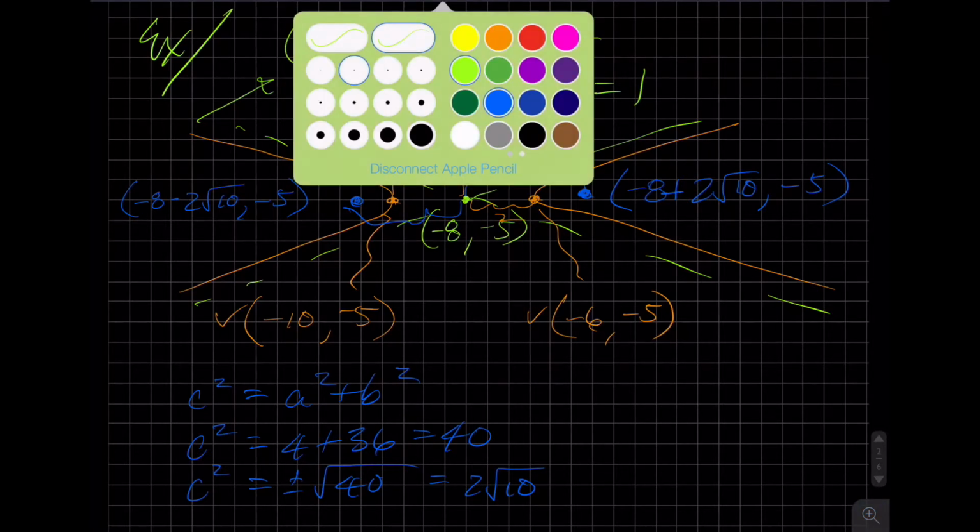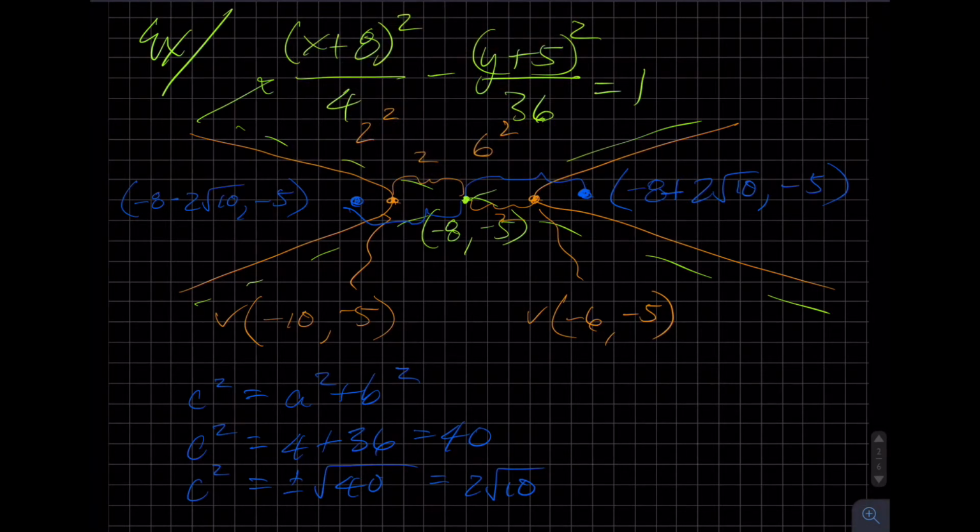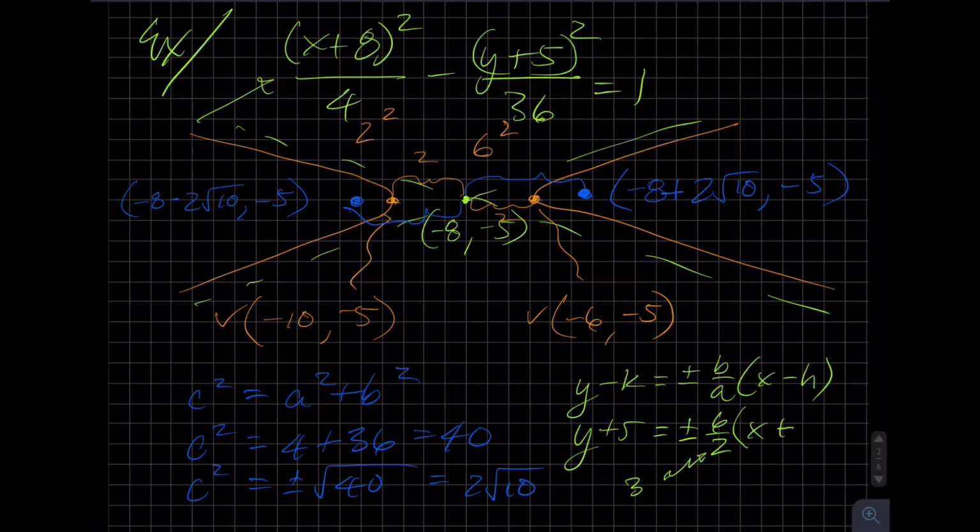And then the last part is writing out the formula for the asymptote. These are being entered in individually. Since it's horizontal, my general asymptote formula looks like this: y minus k equals plus or minus b over a times x minus h. And so my answer is going to be y plus 5 equals plus or minus 6 over 2, which is 3, by the way, times x plus 8. And so those are my 3 parts of that question.